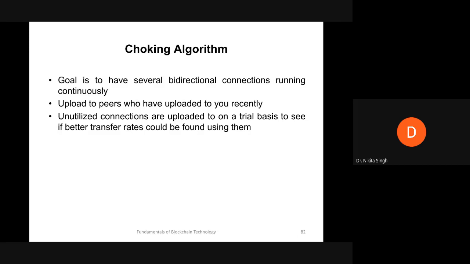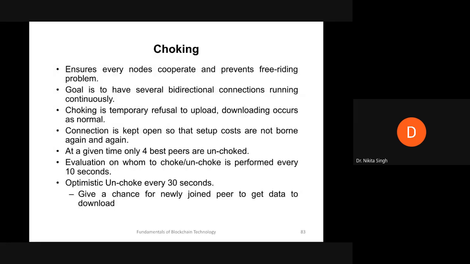So while downloading, you also keep identifying or finding new peers with the hope that they will provide you with a better transfer rate, that you'll be able to download your pieces and sub pieces faster. So in implementing the tit for tat strategy, choking is a very important aspect. Now you can think of choking as nothing but temporary refusal to upload to a peer. You are refusing that you will not upload to that peer.